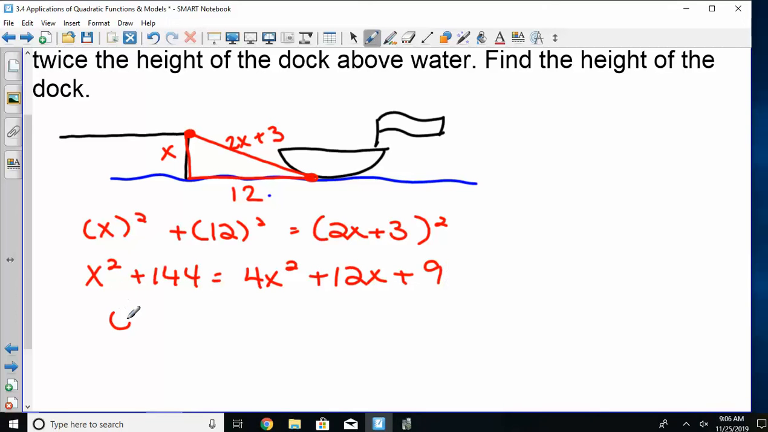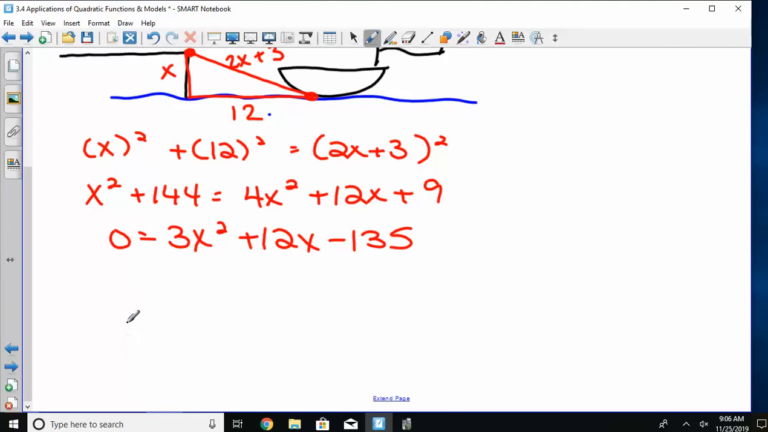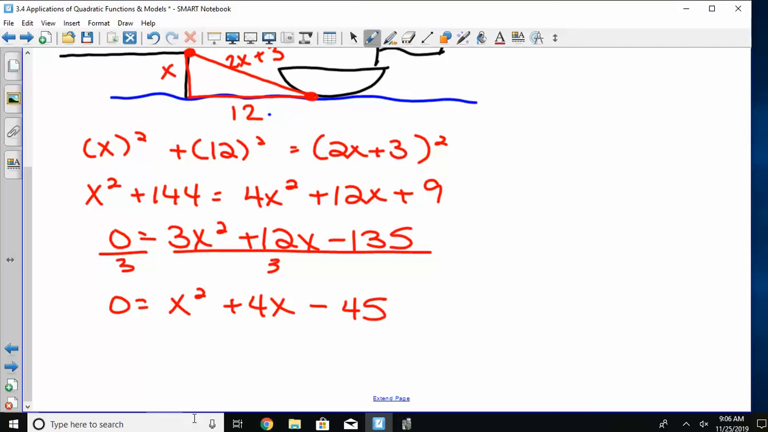Set it equal to 0, so if I subtract over my x squared, that's a 3x squared. Subtract my 144, so that's negative 135. What could you do to all of these numbers? Take out a 3. If I divide by 3 on both sides, now it'll just give me something smaller to work with, and I have x squared plus 4x minus 45.